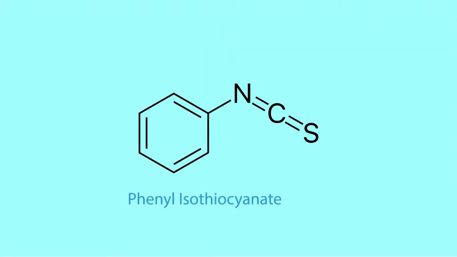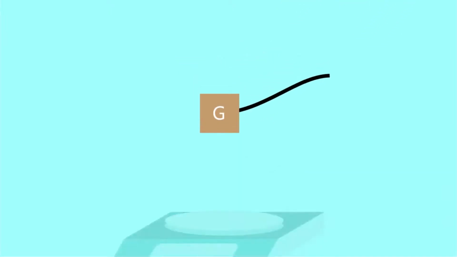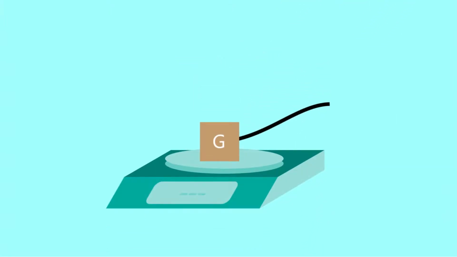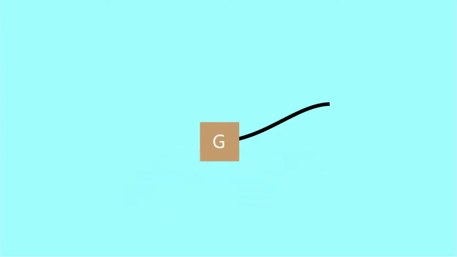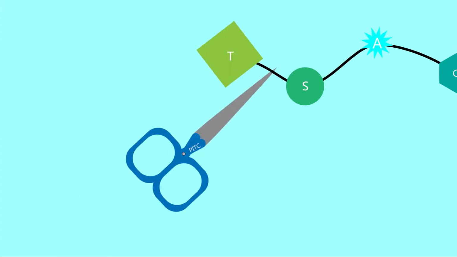First, phenylisothiocyanate, or PITC, is used as a molecular scissor to cut off the first amino acid of the protein sequence. The cut off amino acid is then sent to a mass spectrometer, which acts as a scale that measures mass. Since each amino acid has a different mass, we can identify the amino acid from the determined mass. After that, we just cut off the next amino acid with a PITC and repeat.